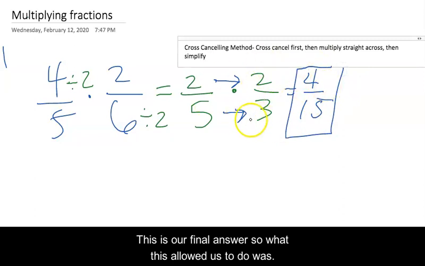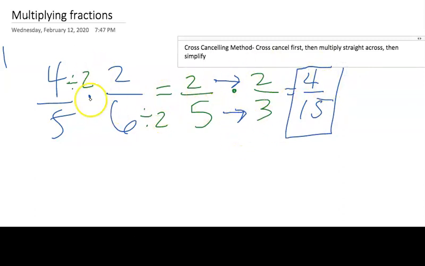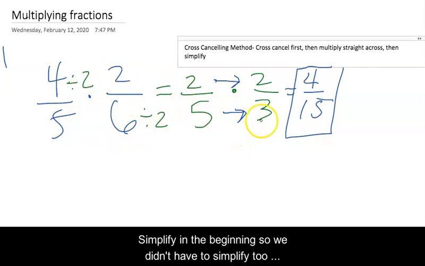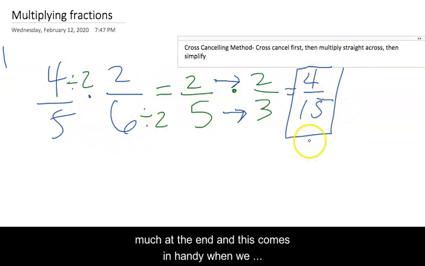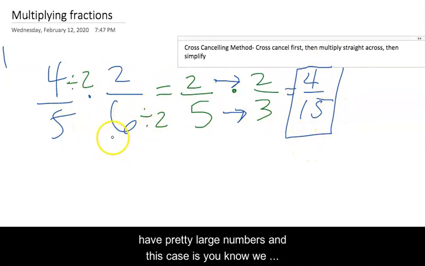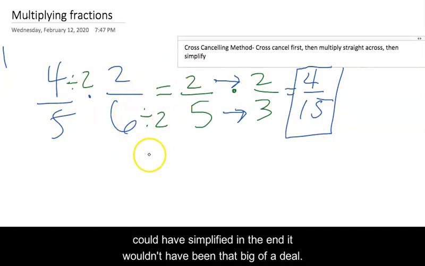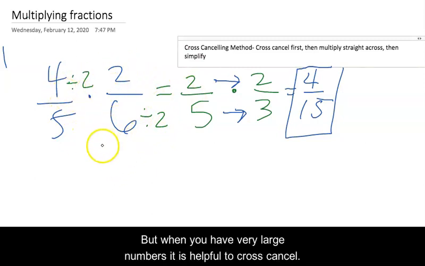So what this allowed us to do was simplify in the beginning so we didn't have to simplify too much at the end. And this comes in handy when we have pretty large numbers. In this case, we could have simplified in the end. It wouldn't have been that big of a deal. But when you have very large numbers, it is helpful to do this cross-canceling.